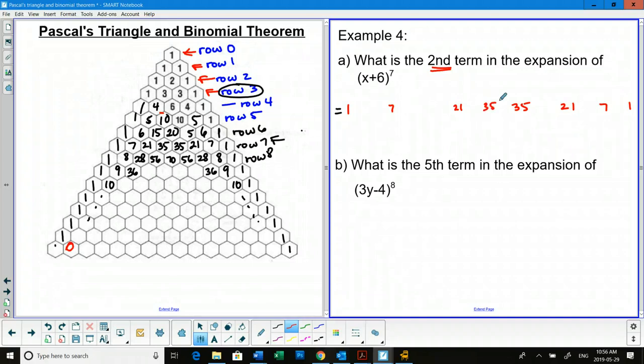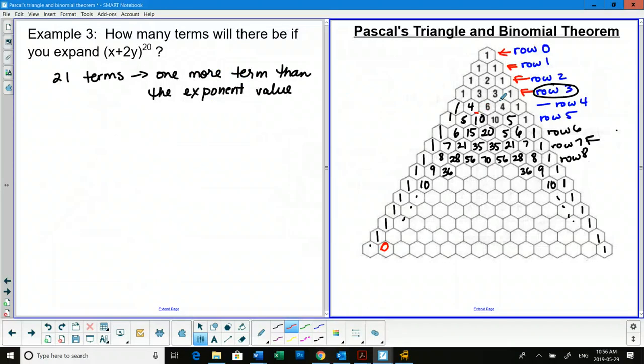Yep. Are we not doing example 3? Oh, did I miss example 3? We did example 3. It's 21 terms.